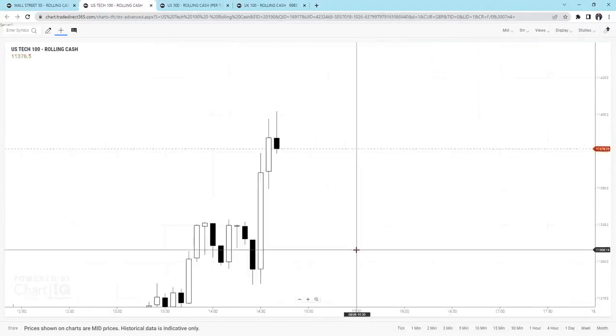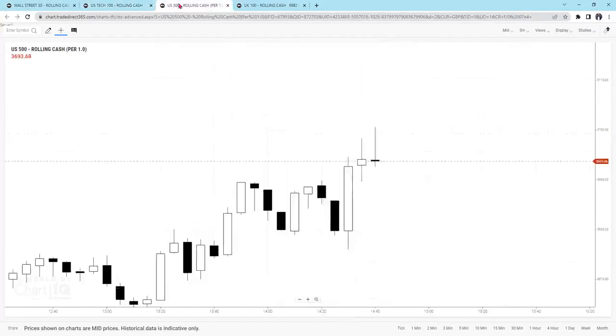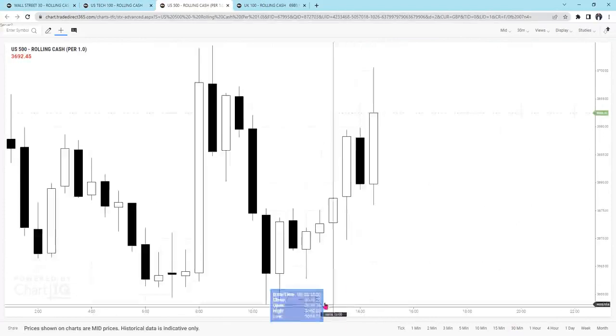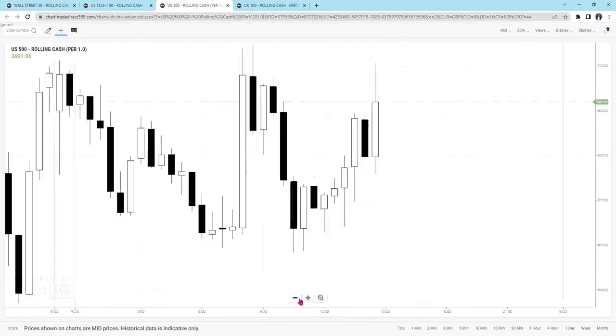Absolutely not, because it is just a retracement. And the same with the S&P 500. Let's just look at the bigger picture in the S&P 500.